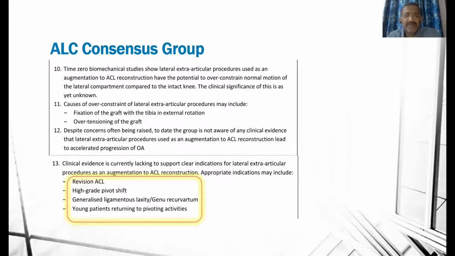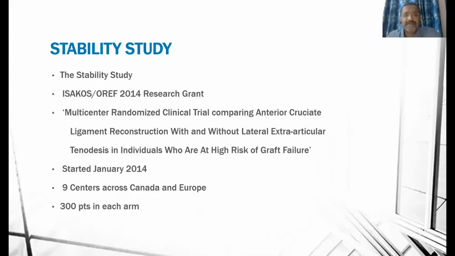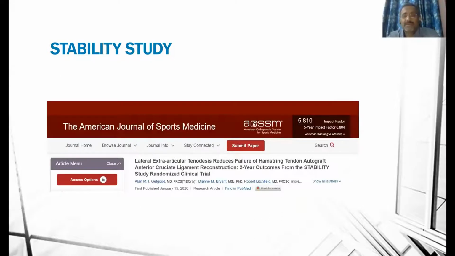And they said there are 4 indications for doing an ALL: patients undergoing revision ACL, high-grade pivot shift, generalized ligament laxity and genu recurvatum, and young patients returning to pivoting activities. So they did a randomized controlled trial. This is the STABILITY study, which started in January 2014 across 9 centers across Canada and Europe. There were 300 patients in each arm, and this was published recently, last year, 2020, in the American Journal of Sports Medicine by Alan Getgood et al.